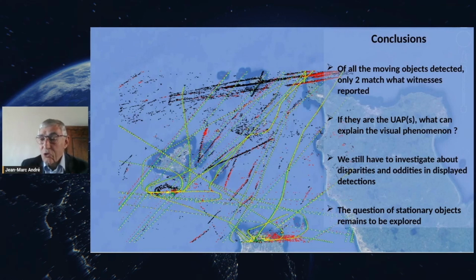We must now consider the hypothesis of immobile objects, but the search will be difficult due to the fact that the filtering processes tend to make everything that does not move disappear.